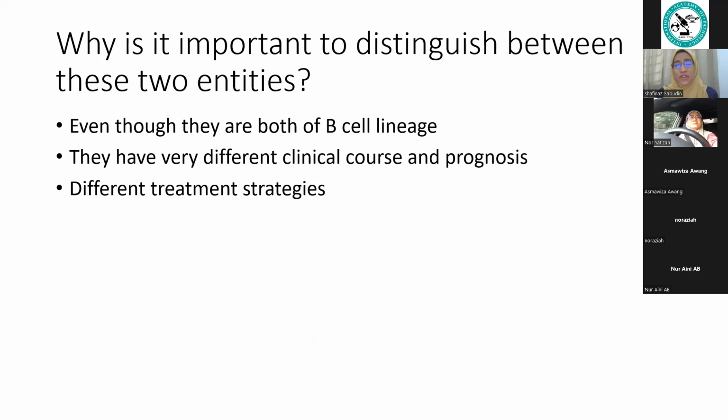Why is it important for us to make the correct diagnosis and to distinguish between these two entities? It's very important because they have very different clinical course and prognosis. So patients will receive very different treatment strategies and have very different prognostic factors. So it is very much a burden to us to make the correct diagnosis for this purpose.